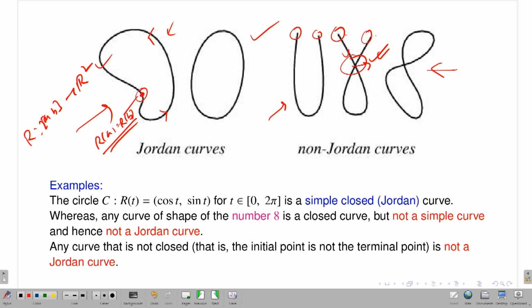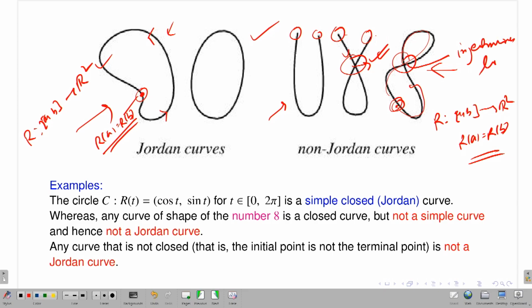What about this one? This curve again is a closed curve, because if I start from some point here and go around, I come back here. So that means if I have the parameterization capital R from this to R2, capital R of a is exactly equal to capital R of b. That part is perfectly all right, but it loses injectiveness. So therefore this curve is closed, but it is not injective, so therefore it is not a Jordan curve. Okay, so I will work on this nice curve, the Jordan curve.